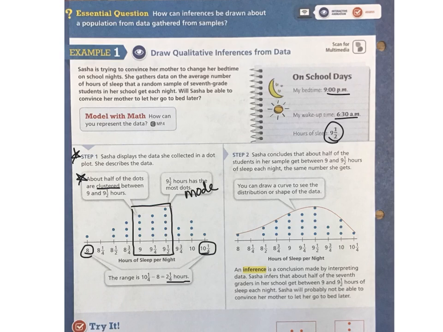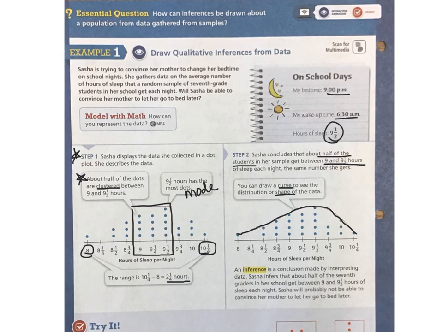Step 2. Sasha concludes that about half of the students in her sample get between 9 and 9½ hours of sleep each night, the same number that she gets. You can draw a curve along the dot plot to see the distribution or shape of that data. So we start at the bottom of the data set, which is the 8 hours. We follow those dots to the end, and you can see the shape there.